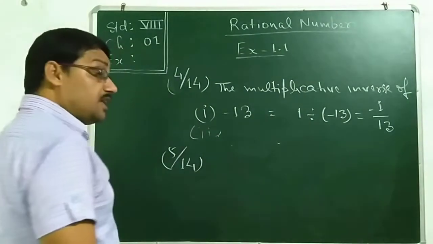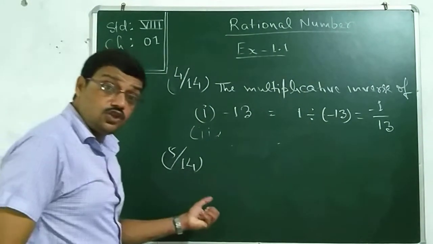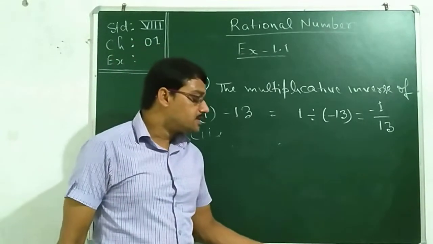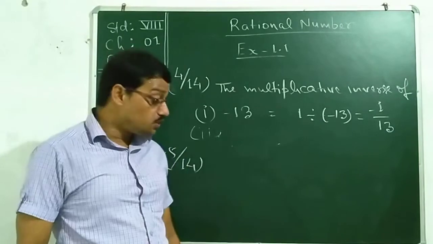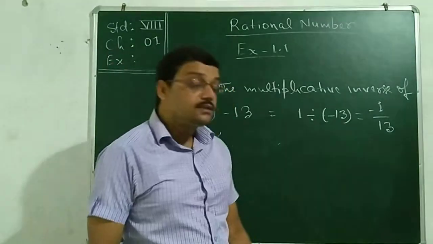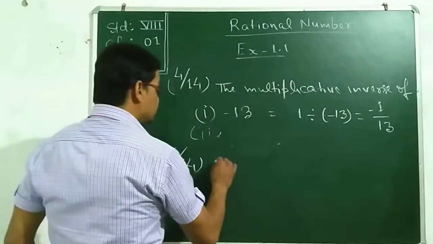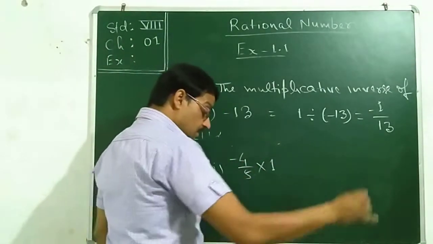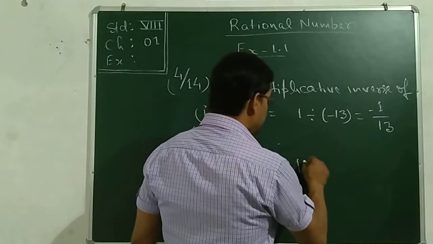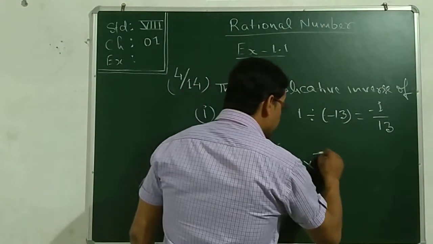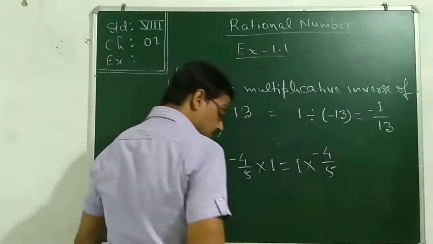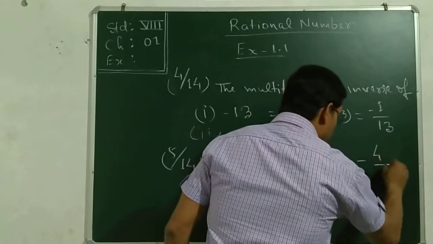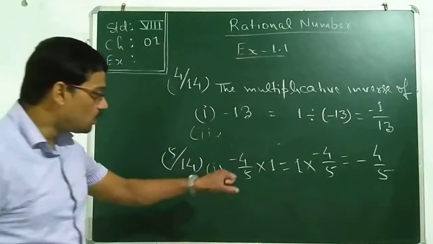Some of the sums are given. If you go through the sum, you will get the properties that have been asked in that sum. The first sum, if you go through the exercise, you will observe that minus 4 by 5 is multiplied by 1. Once again, 1 is multiplied by minus 4 by 5 is equal to minus 4 by 5. Try to find out the property.